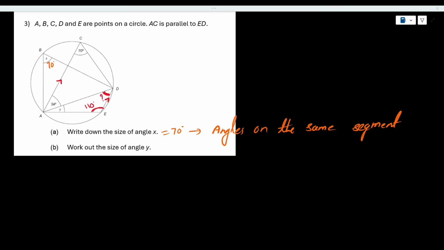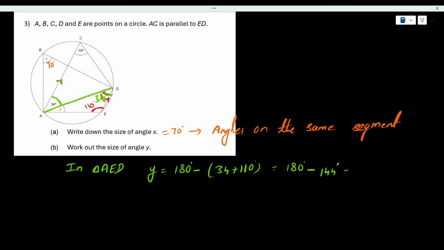Now you know that something else is also given here, parallel lines, and what can be the transversal here? If I take this, this is a transversal, and alternate interior angles are equal. So this angle will be equal to this angle, which is going to be 34 degrees. So in triangle AED, y will be 180 degrees minus (34 + 110) degrees, which is 180 minus 144, it is going to be 36 degrees. So your y value is going to be 36 degrees.